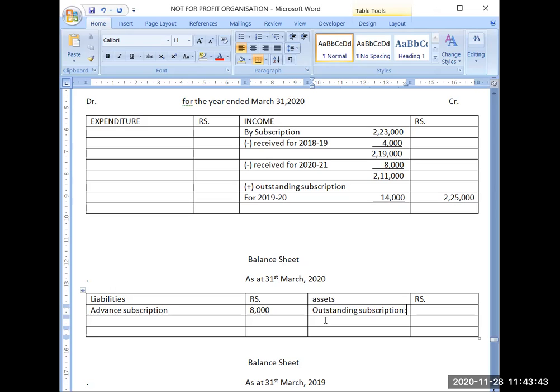Now there are two amounts outstanding for the year 2019-20. The amount outstanding is 14,000. For the year 2018-19, the amount outstanding is 500. So the total amount outstanding will be 14,500.